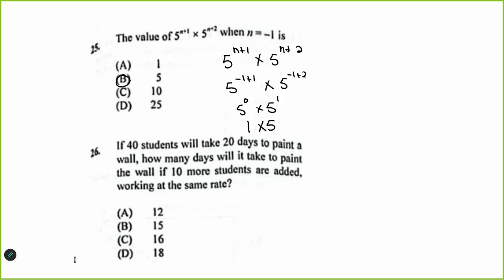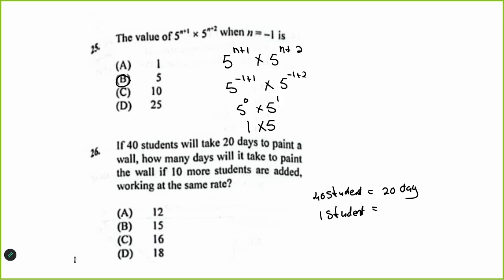If 40 students will take 20 days to paint a wall, how many days will it take to paint the wall if 10 more students are added at the same rate? So it will take less time, right? So we know 40 students is equal to 20 days. 1 student.